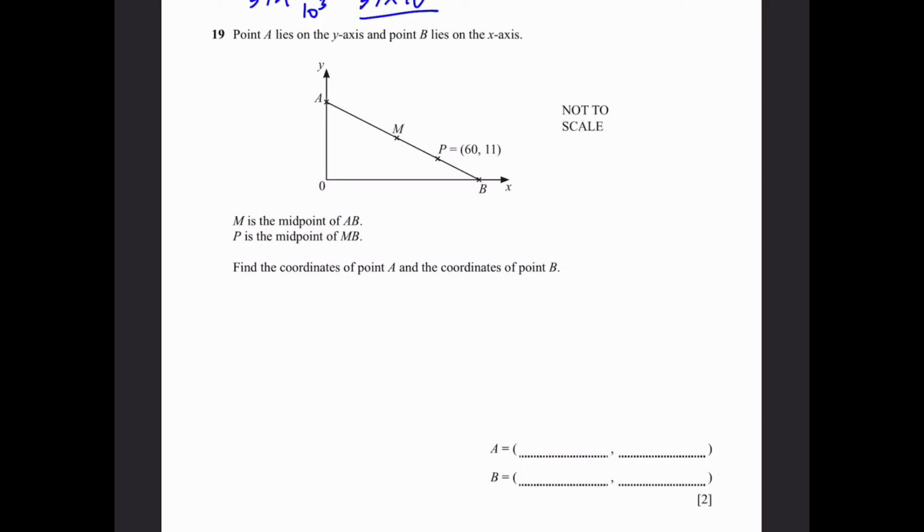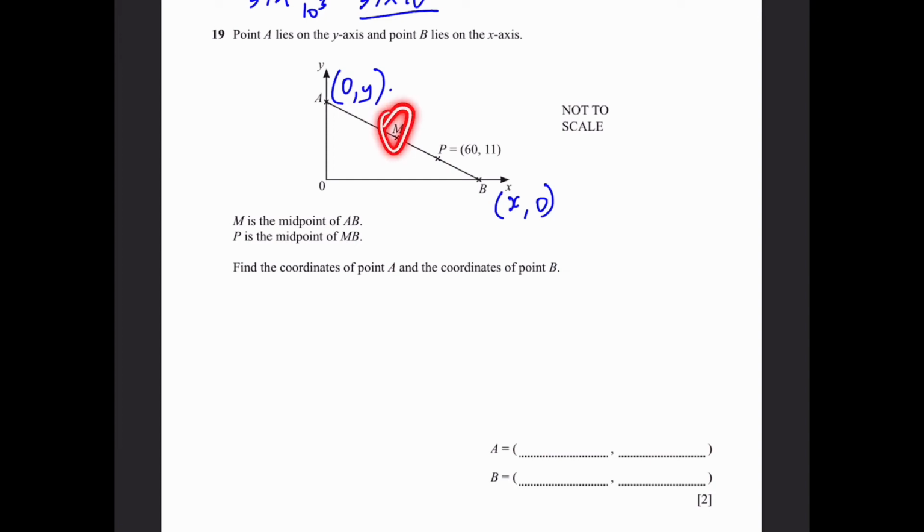Let's go to question 19. Point A lies on the y-axis and point B lies on the x-axis. M is the midpoint of AB, P is the midpoint of MB. Find the coordinates of point A and point B. We know that P is 60, 11, and B is on the x-axis. So if it's on the x-axis, that means the y-coordinate is 0. So let's say that B is x, 0. Now, A is on the y-axis. So we can say that the x-coordinate is 0. So we can say that A is 0, y.